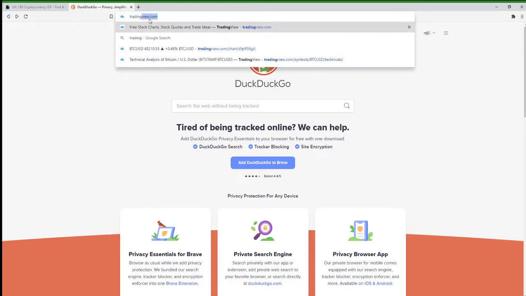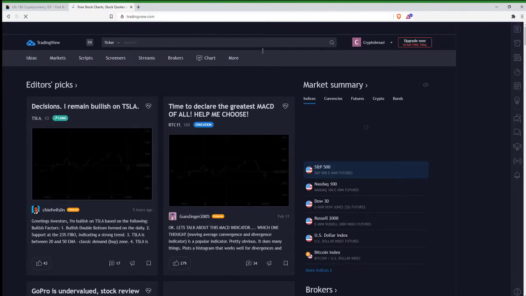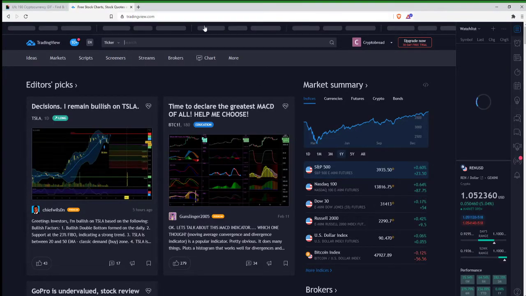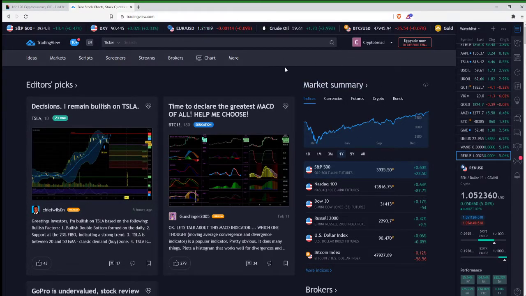We're going to navigate to tradingview.com. Here is the landing page for TradingView. TradingView is pretty much a web-based program, which is used primarily for charting and technical analysis. With that being said, it's not the only thing that it can be used for.